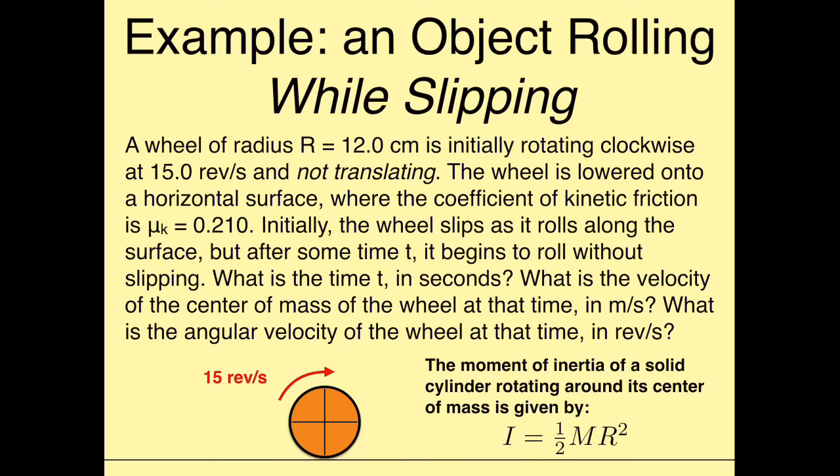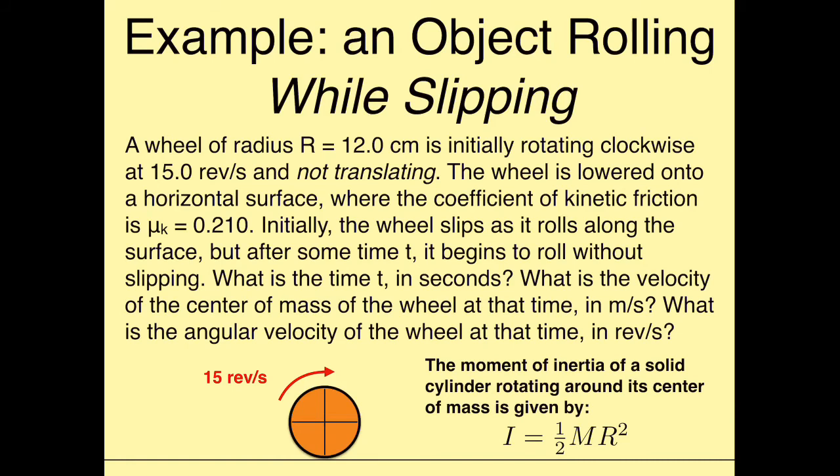So let me show you an animation of this motion in case you're not picturing it. We start off with the wheel rotating. It slips along the surface, but again, at some point, it begins to roll without slipping. So let's see that again. Initially, it's just spinning, no translation, but it picks up that translational motion as it slips against the surface. And then at some point, it's rolling without slipping. So we're basically just asking how long did that take for it to begin to roll without slipping, and how fast is it moving in the translational sense in meters per second, and how fast is it rotating in revolutions per second at that moment.